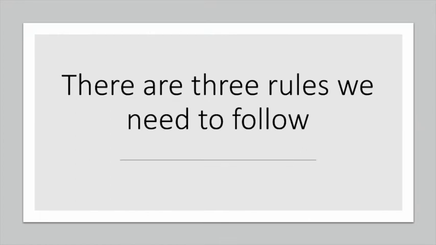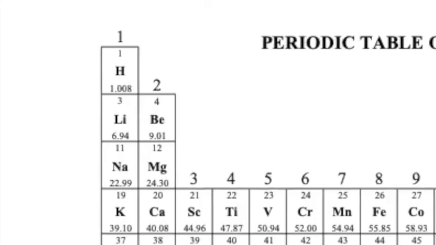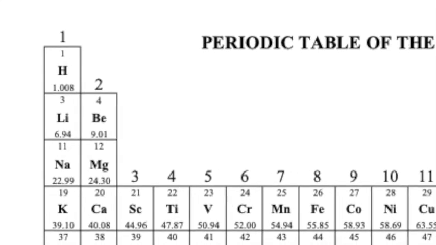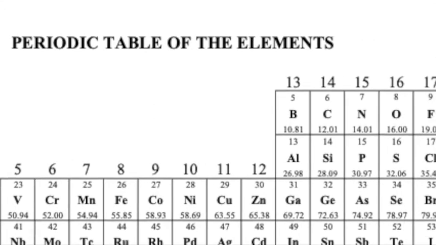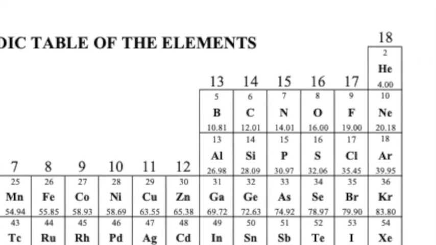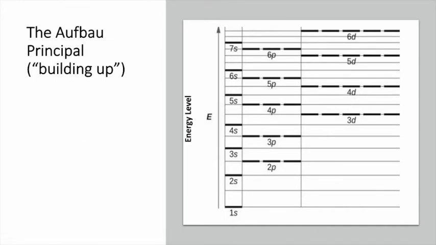The first one is the Aufbau principle, which means building up. As we build up an atom, for example, when we move from hydrogen to helium to lithium, etc., and we're adding more electrons to it, we have to fill the orbitals that have the lowest energy first. The Aufbau principle can be represented in a couple of different ways. One of them looks like this.